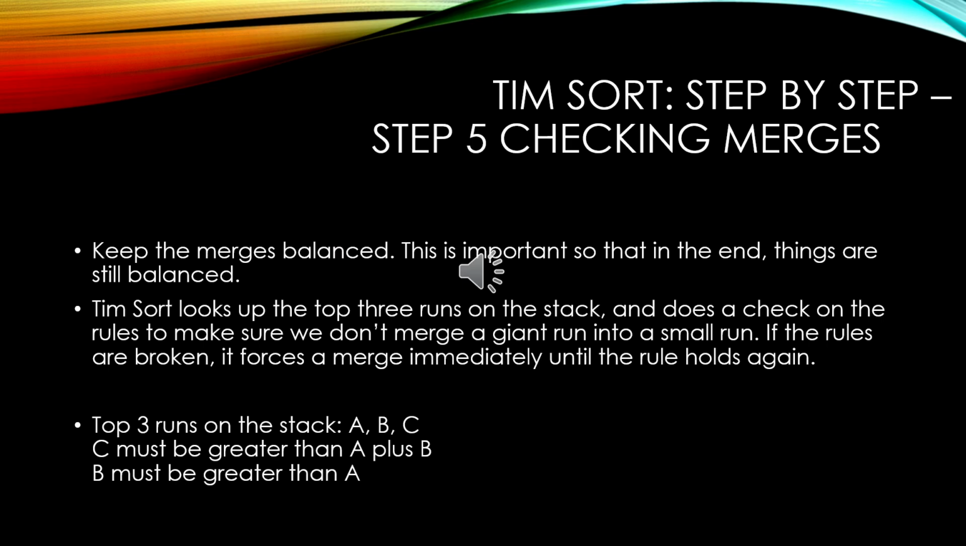If these rules are broken, it forces a merge immediately, typically merging the two smallest runs on the stack until the conditions are restored. The constant check and enforcement means the algorithm is always perfectly balanced. It never gets bogged down in an unbalanced merge that could slow down the process. Once conditions are satisfied, we proceed to the actual standard merging.